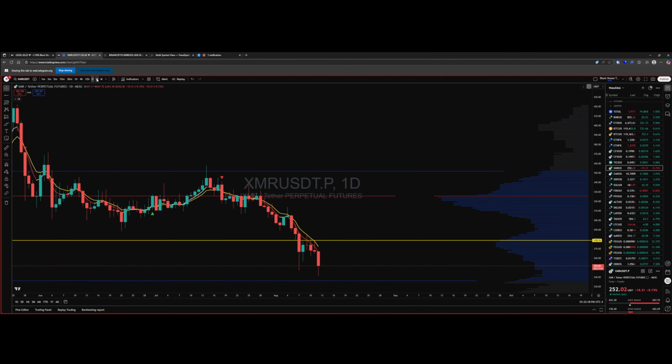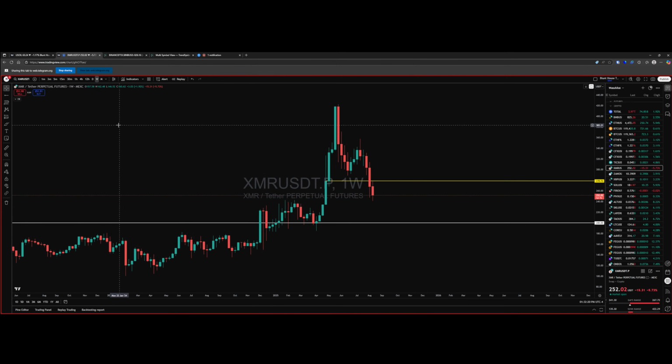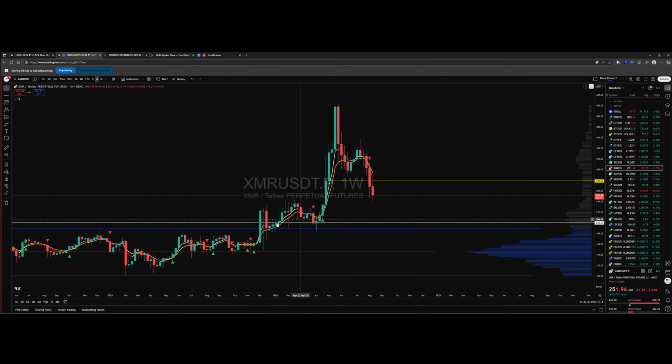Well, if you take it, it's a runner. What do you think this is looking for? It's looking for somewhere down here, I think. It's going to come all the way back to the upper value range on the weekly. Because everything is fractal, right? Everything is fractal.